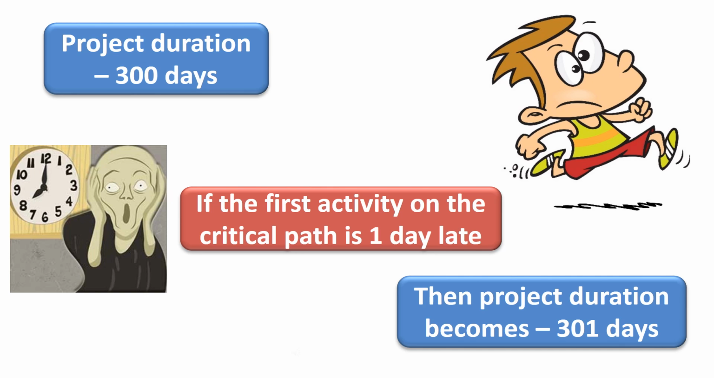Imagine that you have a project that will take 300 days to complete. If the first activity on the critical path is 1 day late, the project will take 301 days to complete, unless another activity on the critical path can be completed 1 day earlier. So, the critical path is simply all the tasks that determine the end date in your project schedule.